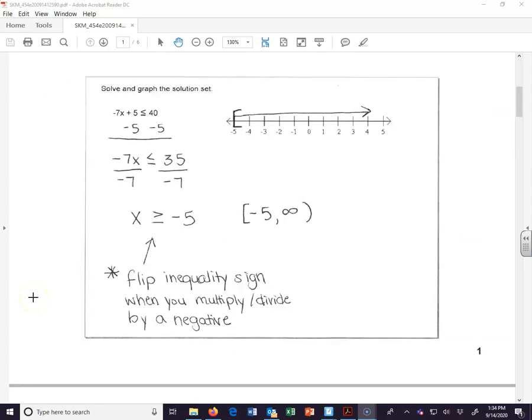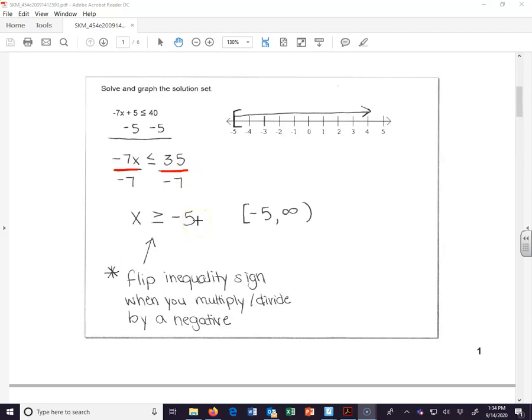All right, here's another example. We've got negative 7x plus 5 is less than or equal to 40. So again, we're trying to get x by itself. So we're going to subtract 5 on both sides. Then we get negative 7x is less than or equal to 35. To get x by itself, we're going to divide by this negative 7. And that gives us negative 5.